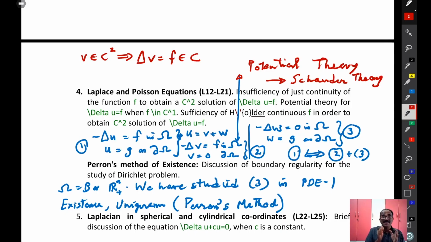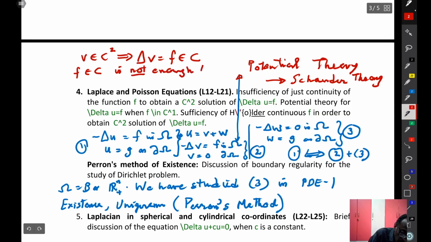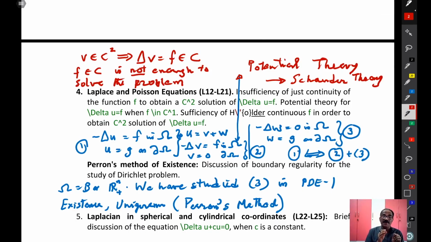So it's very natural to look for solutions when f is continuous. But unfortunately, just f continuity is not enough. You will see this important thing. You need something more to solve the problem. That's a bit of a surprise, because when we have v equal to 0 and Laplacian v equal to f, you expect to solve it when f is a continuous function. But you need a little extra regularity.